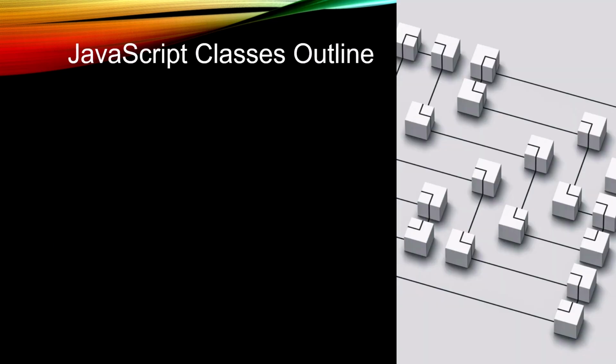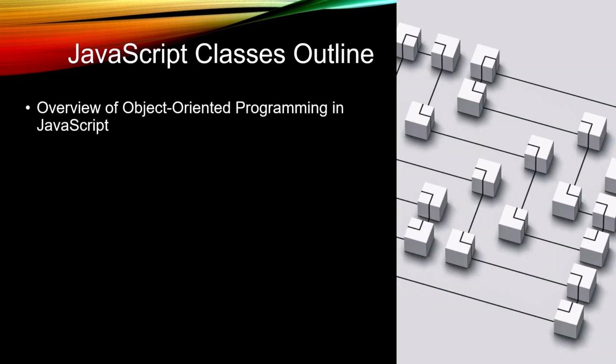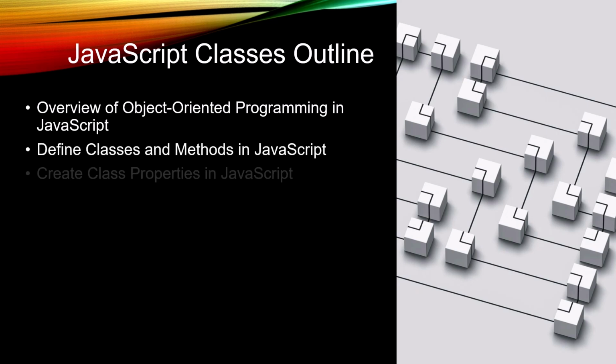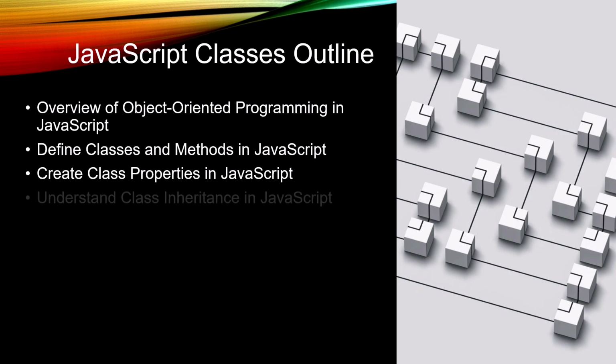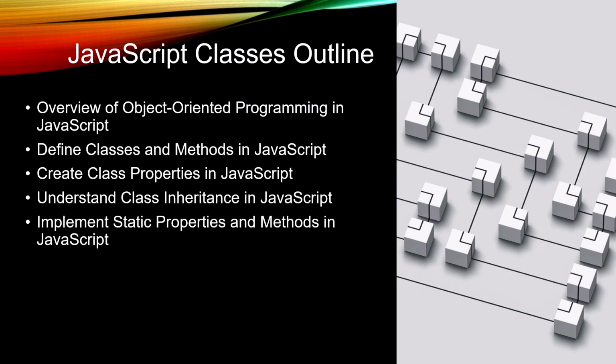Here is what you're going to learn in this course. An overview of object-oriented programming in JavaScript. You're going to define classes and methods. You're going to create class properties, understand class inheritance, and implement static properties and methods in JavaScript.